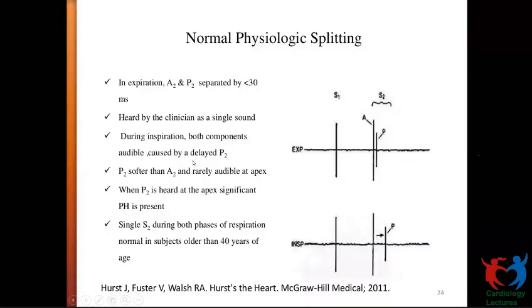So what is normal splitting? All of us know. In normal splitting, A2 doesn't move, but P2 moves. In inspiration, the P2 goes away, and it's typically 60 milliseconds. In expiration, the P2 comes closer to A2, and it's typically 20 milliseconds, less than 30. Less than 30 is a single sound, and more than 30 is a split sound. A2 is louder, but P2 is normally softer.